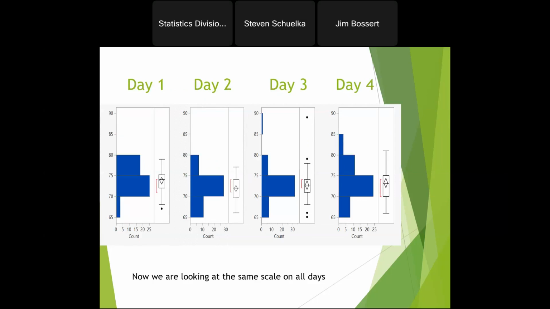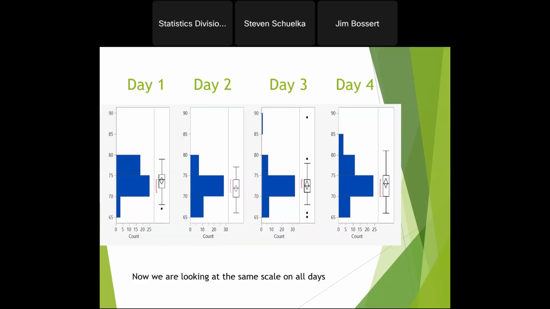Do we see much of a difference in the pattern? If I look at it, it's centered pretty much about the same for each one. A little bit more variation on the last day. It looks like we got a couple outliers there on the third day. But the first 2 days, man, they're pretty consistent. And that's good. But if you look at data, you want to make sure you're looking at the same set, looking at the same scale.